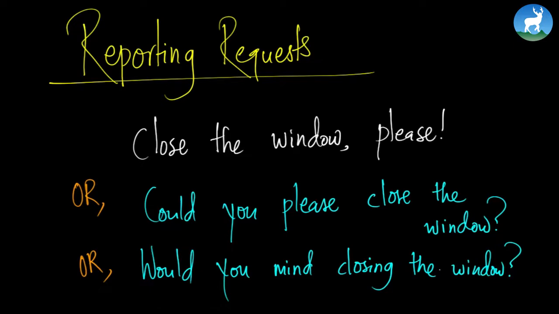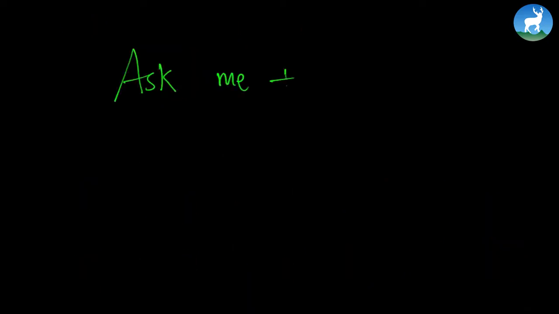Please is optional again. Now my question is, what if someone asks you to do something but in a polite way? Like, close the window, please. Could you please close the window? Again, polite way. Would you mind closing the window? Polite again. All of these requests mean the same thing, so we don't need to report every word when we tell another person about it. We simply use ask me plus to plus infinitive. How easy.